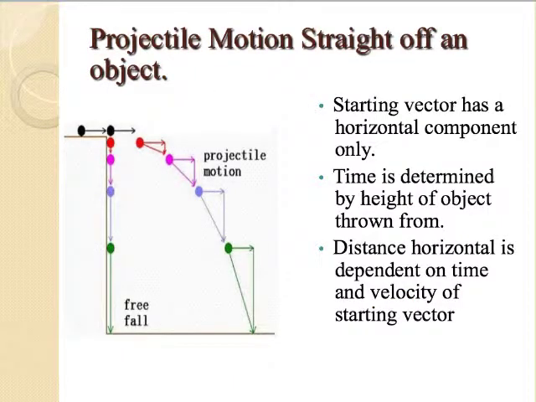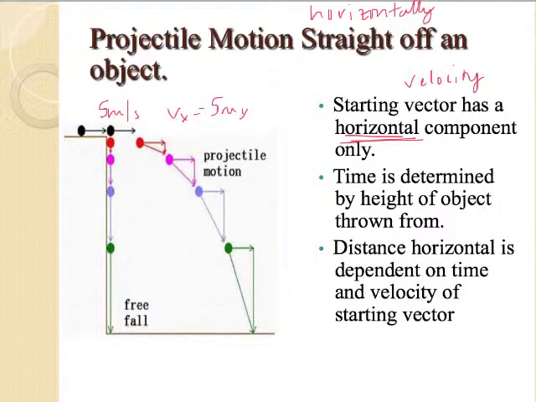So let's look at a couple of examples. There are two major types of projectile motion problems. There is straight, and I'm going to add in the word horizontally, straight off of an object. All right, these are usually cliff problems. What this means is that your starting vector or even your starting velocity is all horizontal. So, if this black ball is shooting off at 5 meters per second, the Vx, or your horizontal x, is 5 meters per second.